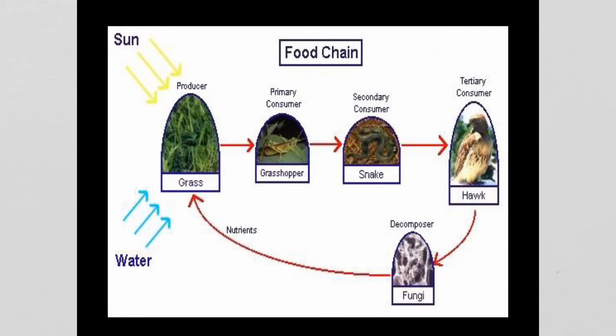The producer in this case, and I love how it shows all the energy coming in from the sun, and water is also required for photosynthesis, and carbon dioxide, but we'll review that shortly. So you have the grass, which is consumed by the grasshopper. So in this case, the grasshopper is the primary consumer. The grasshopper is consumed by a snake, making the snake the secondary consumer. And then the snake is consumed by the hawk, making the hawk a tertiary consumer. And so there's your basic food chain.